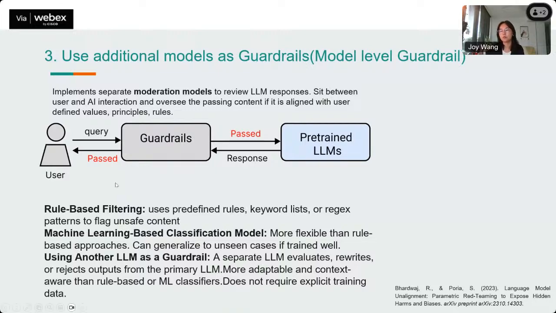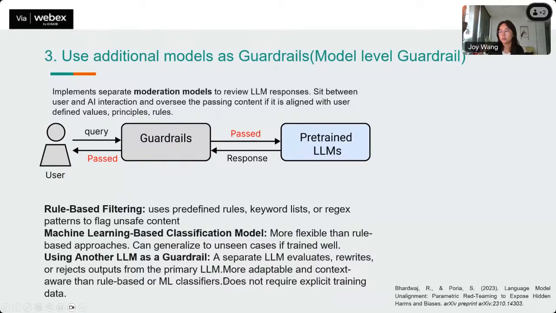This model can take several different forms, depending on how you want to implement it. For example, it can be rule-based filtering, where the user implements a set of predefined rules, keywords, or regular expressions to flag unsafe content. Or you can implement a smaller machine learning classification model, which you use to tell whether an input is okay or not. This is more flexible than the rule-based approach, but you need to construct an annotated dataset to train the model. More recently, a very popular approach is using another large language model as a guardrail to supervise this AI service.